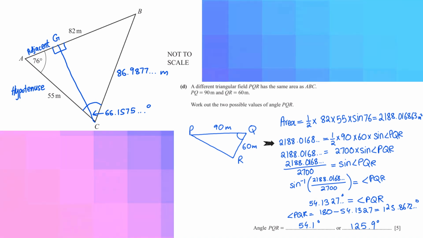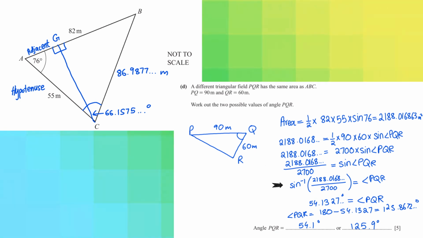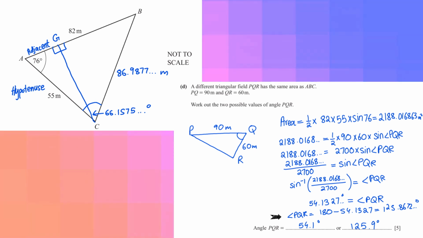This gives us 2,188.016863 equals a half into 90 into 60 into the sine of angle PQR. Then we simplify a little and multiply a half into 90 into 60, which gives us 2,700. Next, we divide both sides by 2,700. Then, we take sine inverse of everything on the left side of the equation. Entering all that into our calculator and pressing the equals button gives us one possible value for angle PQR. To find the other value, we will subtract this value from 180 degrees.